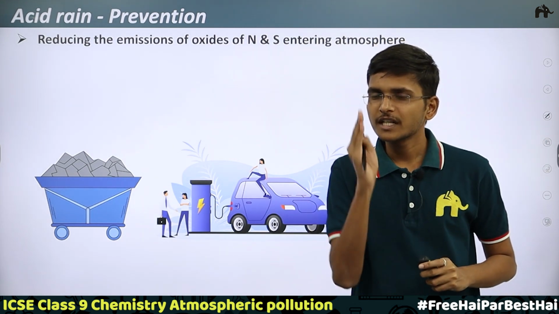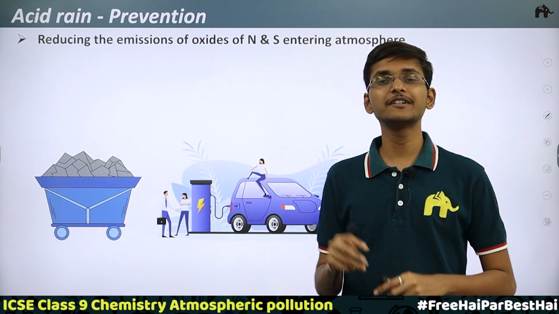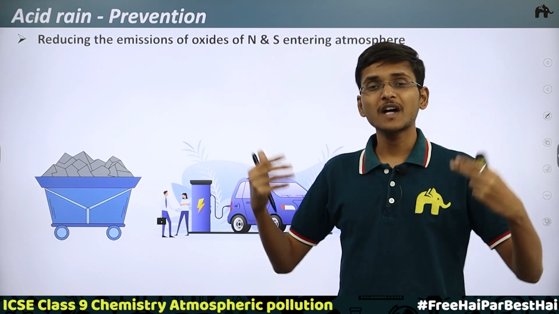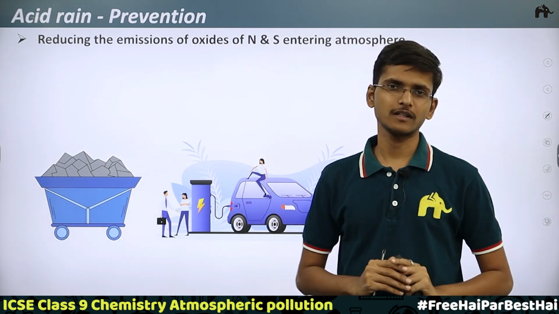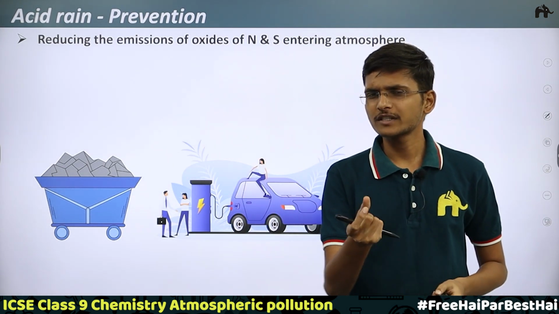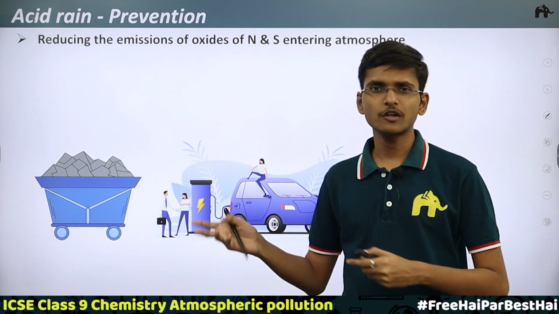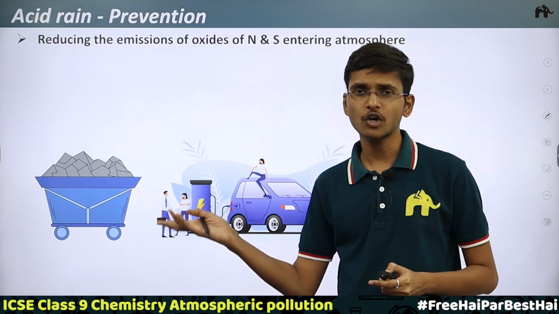For cutting the emission of oxides of nitrogen and sulfur, we need to keep a control over those activities which are giving up the oxides of nitrogen and sulfur. That is simply, we know oxides of nitrogen are being generated because of the burning of fossil fuels in the automobile engines.